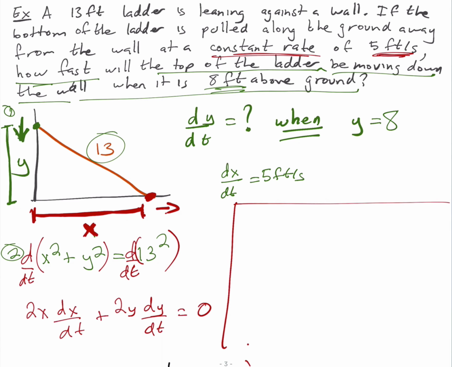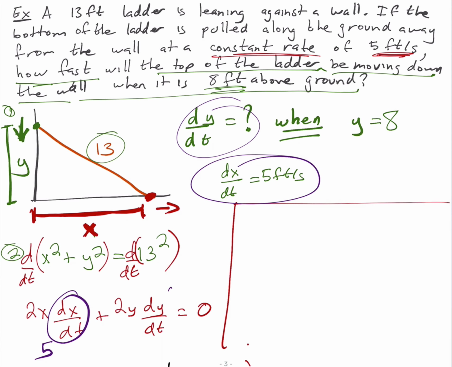So we plug in what we have, right? So let's see here. What comes to mind that we can plug in? dx/dt. Okay, so dx/dt is 5, so that's good. dy/dt is the question. That's right here, so that's okay. We're just going to leave it there.